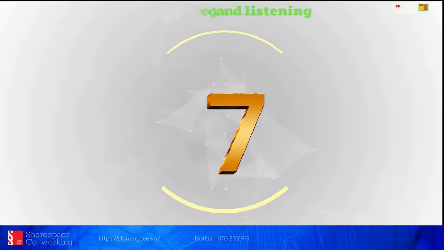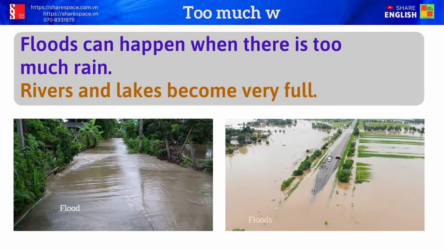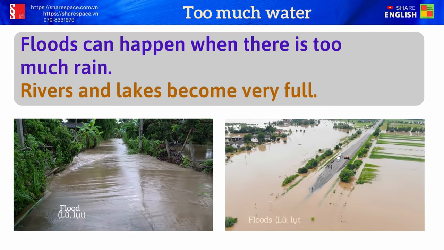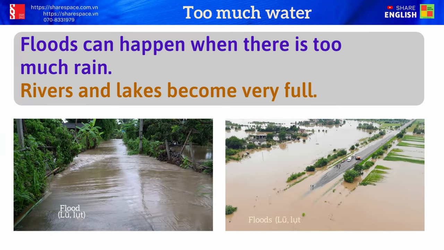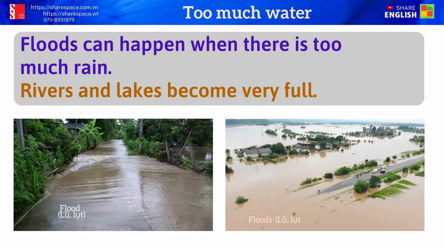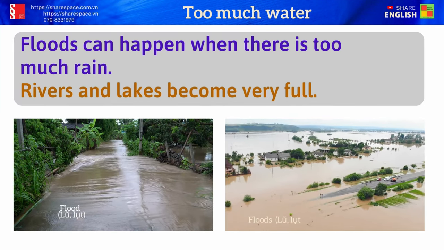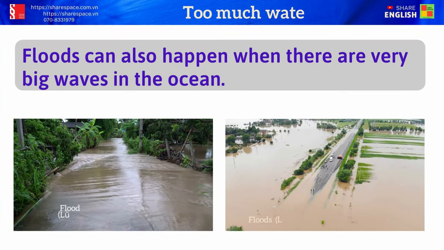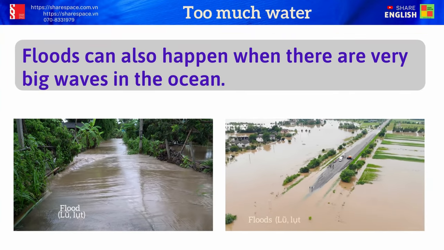Seven. Too much water. Floods can happen when there is too much rain. Rivers and lakes become very full. Floods can also happen when there are very big waves in the ocean.